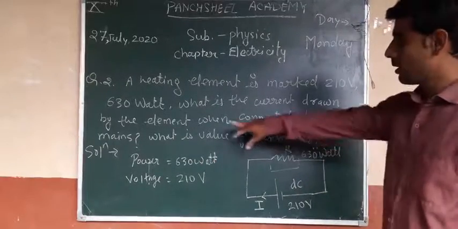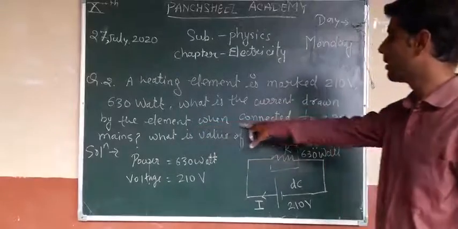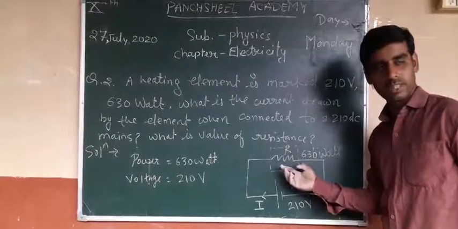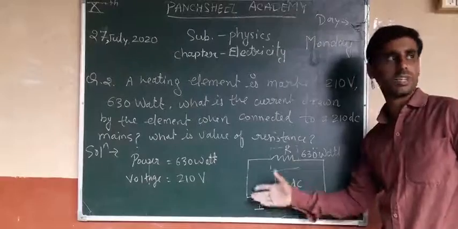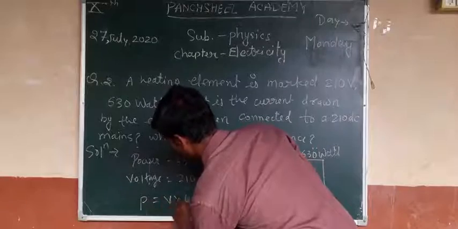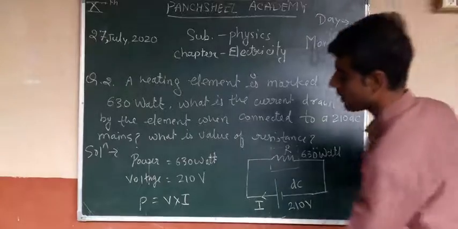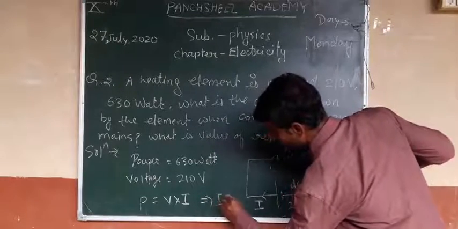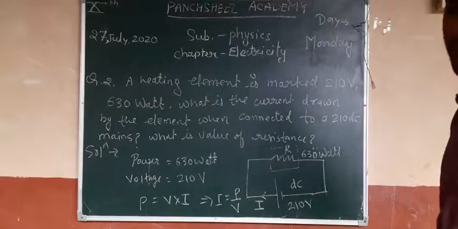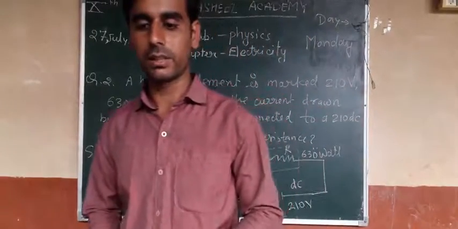So what is the current drawn by the element when connected to the 210 volt DC? If this DC source is connected through this element, then what is the amount of electric current that flows in this element? So what is the formula? P equal to what? V into I. Power equal to voltage into current. So what is the value of I? I equal to P upon V. So put the value of this and you will get the answer. Okay.